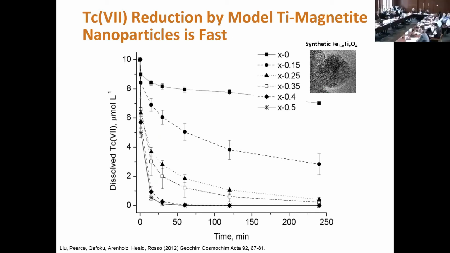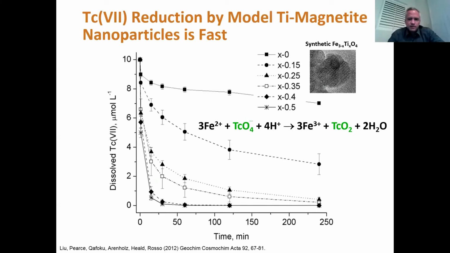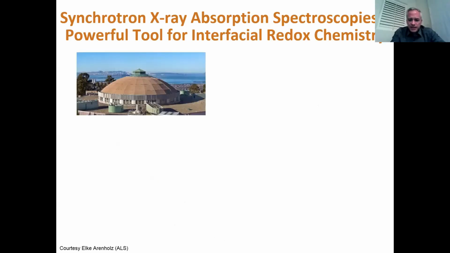These data show the concentration of pertechnetate dropping out of solution over time, on the time scale of minutes, in fact. X is the quantity of titanium, which is the proximate quantity for how much ferrous iron is in this material. So nominally, these data suggest that this reaction is going forward. But how does this really happen is what we wanted to know at the molecular scale.